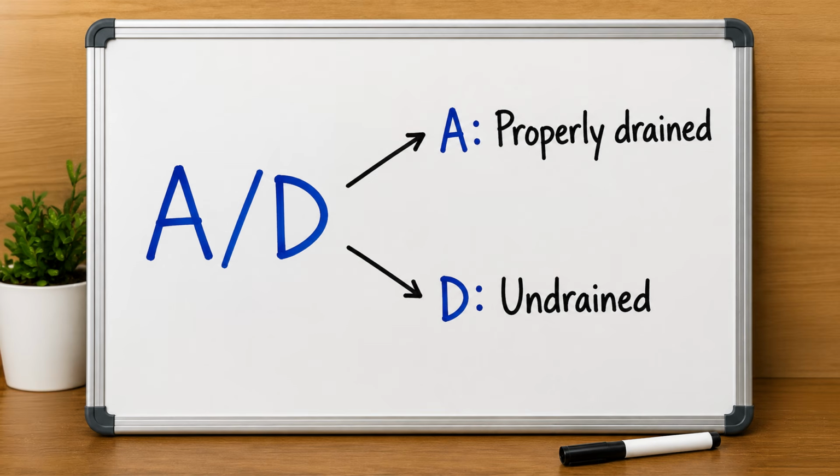These are typically used for soils that behave differently depending on drainage conditions. The first letter represents how the soil would behave if it were properly drained. The second letter, usually D, represents how the soil behaves in its natural, undrained condition. So for example, an AD soil could behave like a Group A soil if it has adequate drainage, but like a Group D soil if it remains poorly drained.